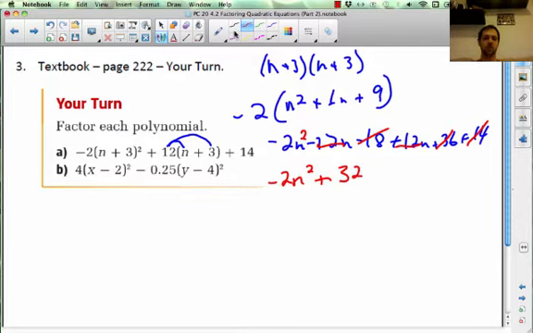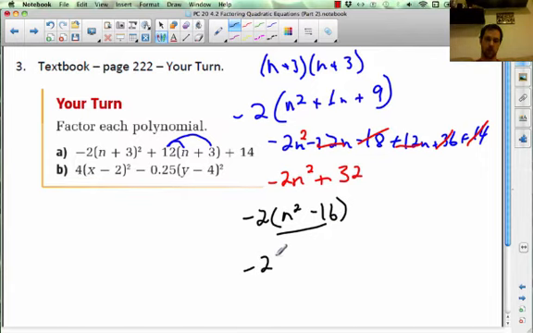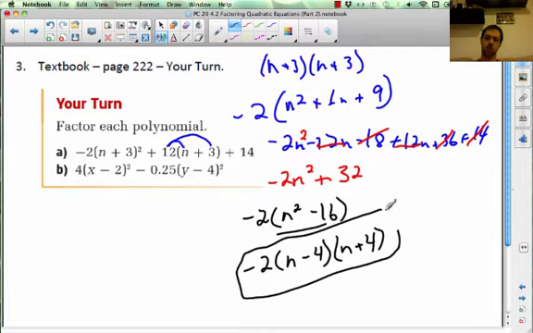Now we need to factor, so take out a greatest common factor, or the a value, the coefficient in front of the quadratic term, and that will leave us with n squared minus 16. And now inside the brackets here we've got a difference of squares. Perfect square, separated by a minus sign, so this is n minus 4 times n plus 4. And we're done.